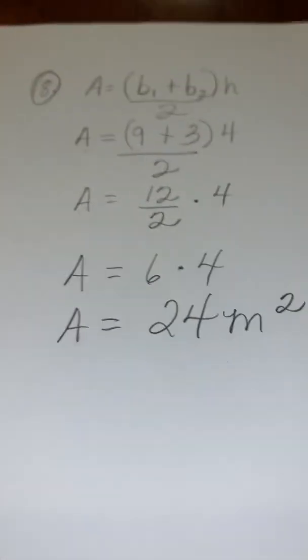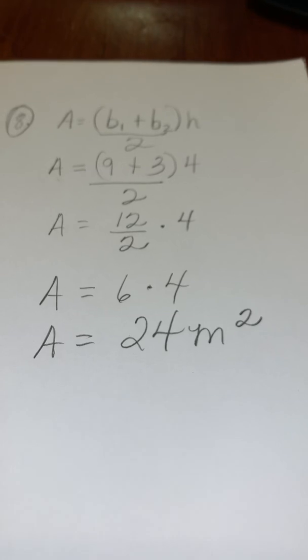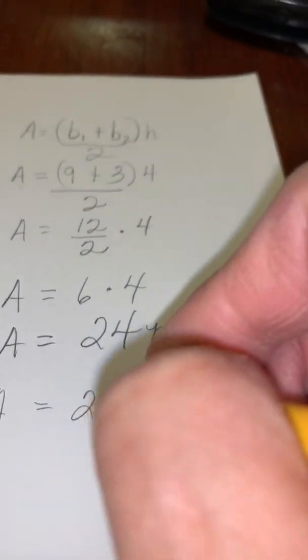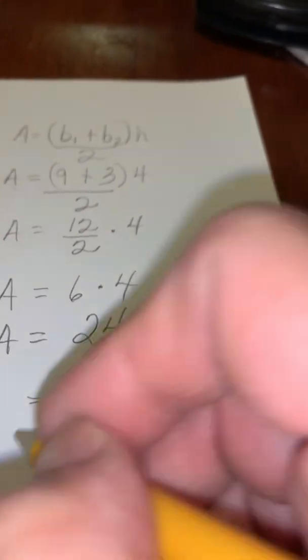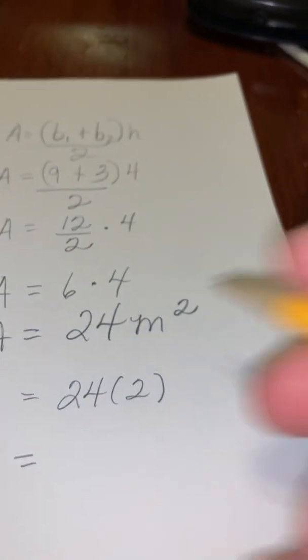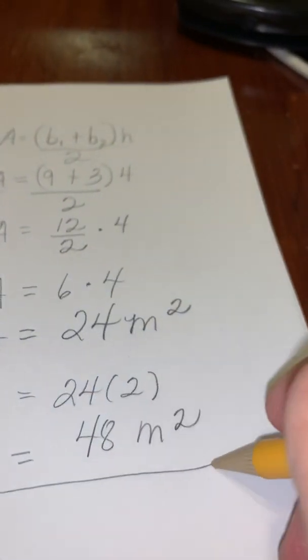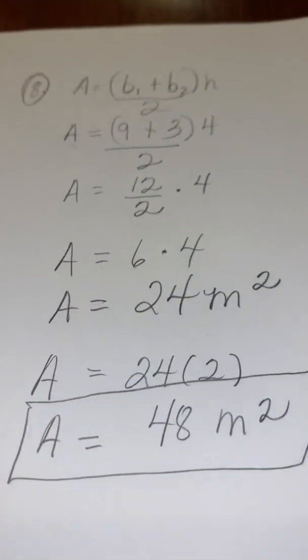So for the whole figure, we would have to double it. So the area of the whole figure would be 24 times 2, which would be 48 meters squared. Simple.